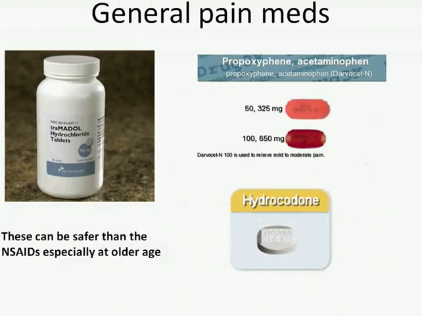Very often, plain prescription pain pills work better and are safer than the NSAIDs. These pain pills may include tramadol, also called Ultram, propoxyphene, also called Darvocet, and hydrocodone, also called Vicodin or Lortab.